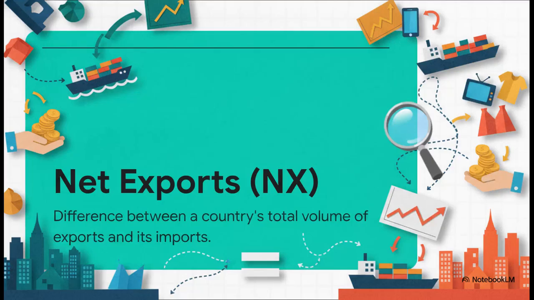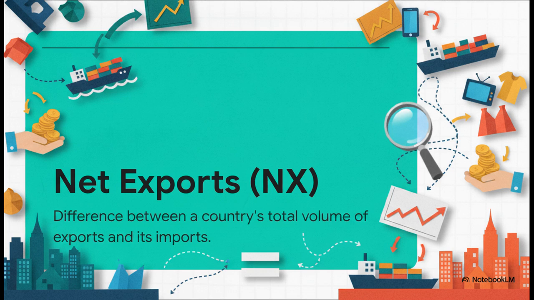Moving right along to Section 2, the trade balance. Now that we've got a handle on how currencies actually facilitate trade, let's look at the massive physical flow of the goods themselves. In macroeconomics, we measure this flow using something called net exports, which is often abbreviated as NX. The formula here is wonderfully simple. It's just the difference between a country's total volume of exports, which we call X, and its imports, which we call Z. So X minus Z.